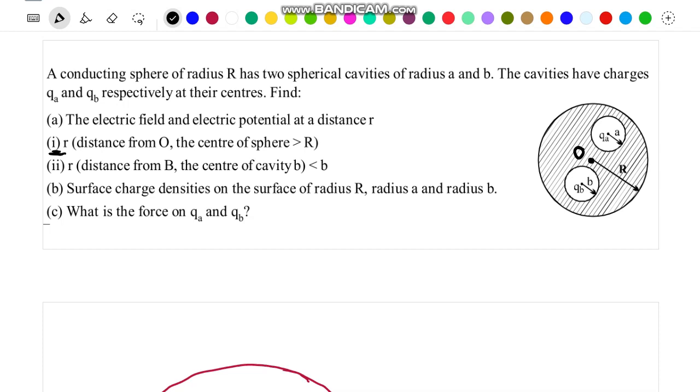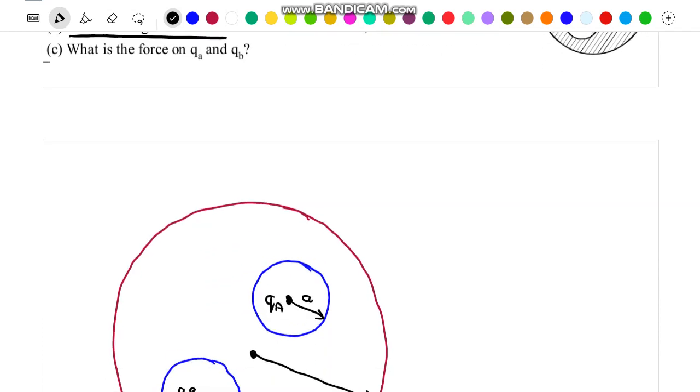in the first part of the problem, if this distance r is measured from point O, that is the center of the sphere. And in part B we have to find potential and field at distance r if this distance is measured from point B, that is the center of cavity 2, and this distance small r is less than b, that is, in the second case the point lies inside the cavity. And then finally we have to find the surface charge densities. So we'll talk about this second part later. Let us first solve part A of the problem.